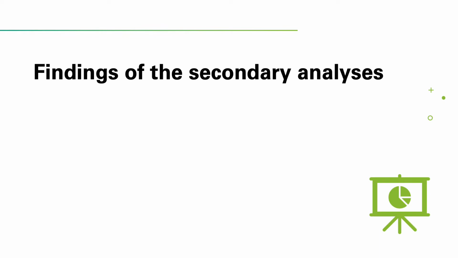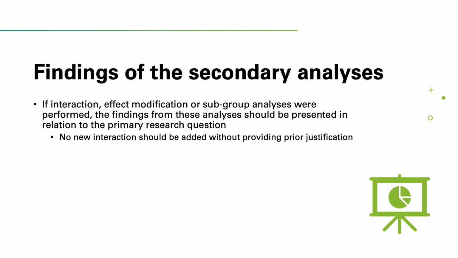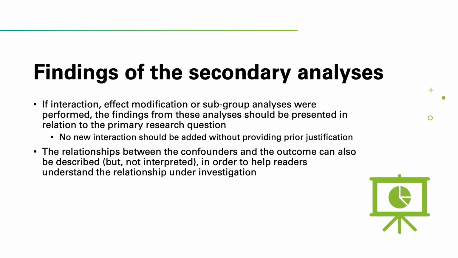After the primary findings, you can present the findings from any secondary analyses, including interaction, effect modification, or subgroup analyses. Note that findings from these secondary analyses should be presented in relation to the primary research question. So no new interaction should be added without providing justification in the earlier section. This is to avoid any data dredging or p-hacking. The relationships between confounders and the outcome can also be described, but not interpreted, in order to help readers understand the relationship under investigation.